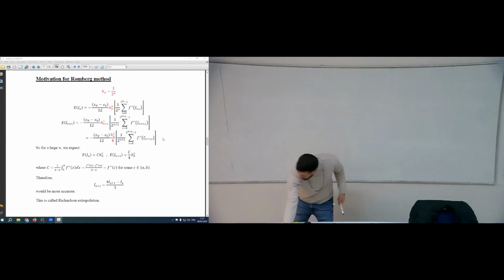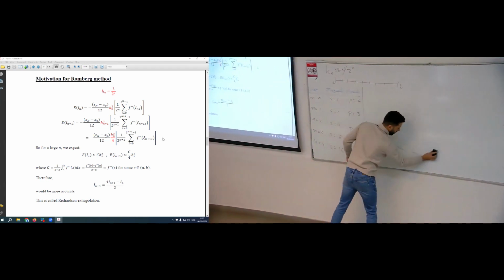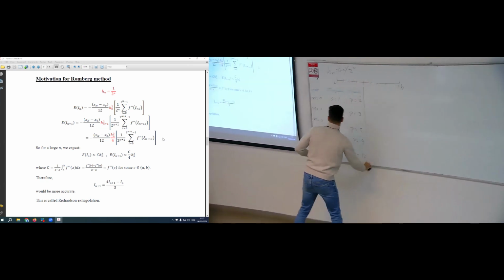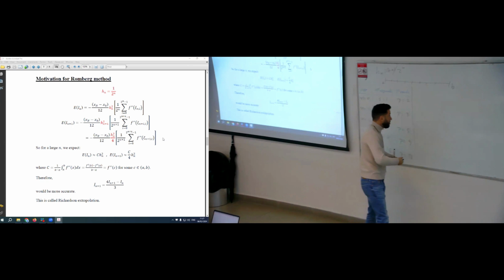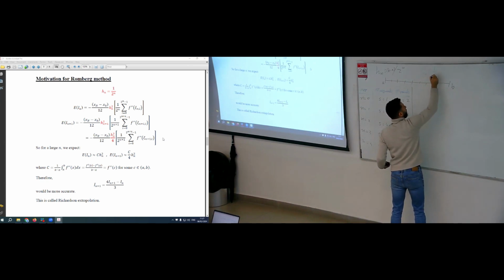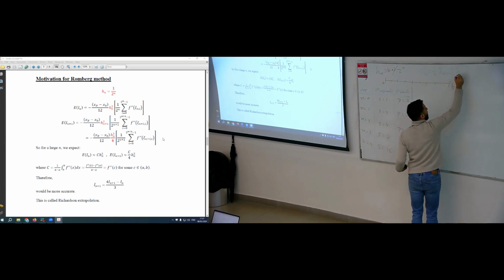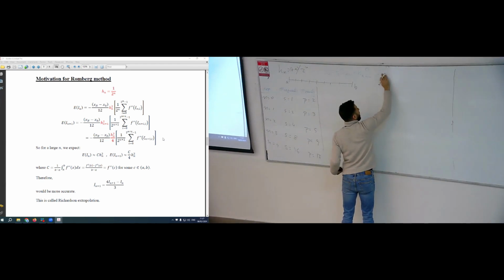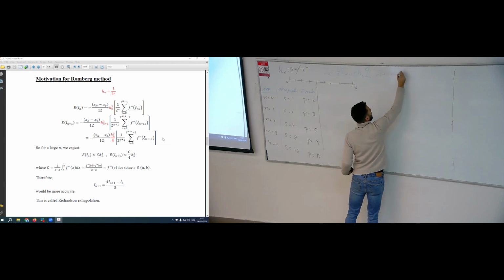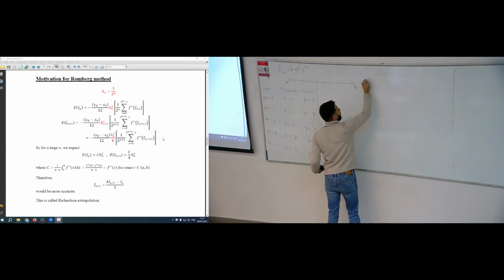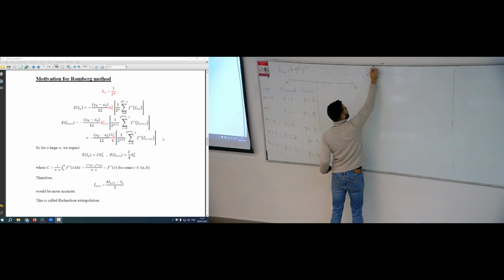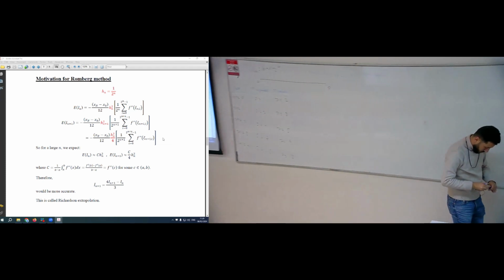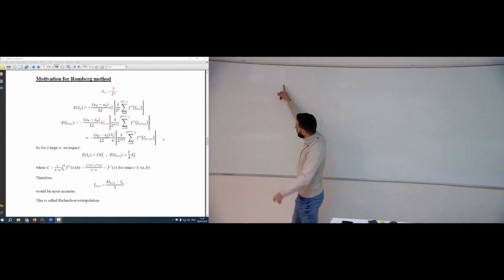And we know that the recursive formula is, if I know what is the I before, In equals the half of In minus 1 plus hn multiplied by the sum of f evaluated at a plus (2i minus 1) hn, where i goes from 1 to 2 to the n minus 1. Okay.